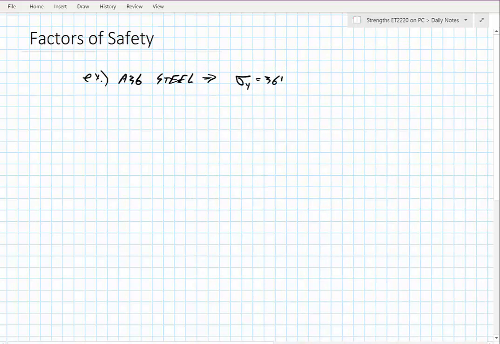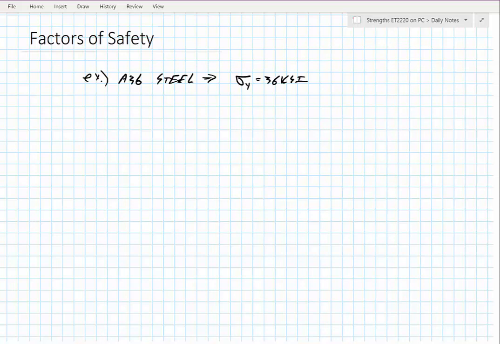So if we were designing something made out of A36 steel, well, we know that A36 steel has a yield stress, sigma y, of 36 ksi. Maybe we're designing something out of A36 steel, and we don't want to load it all the way up to the 36 ksi, just because there may be some other unforeseen circumstances or some uncertainties.